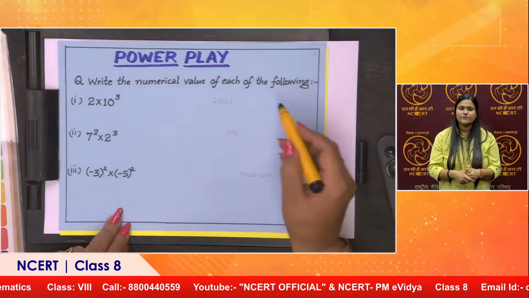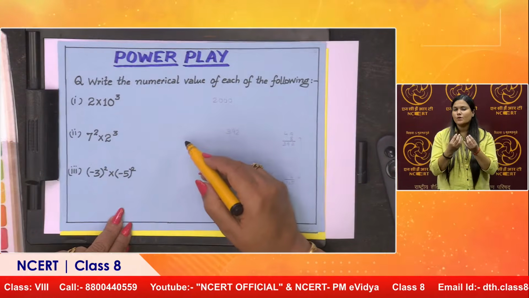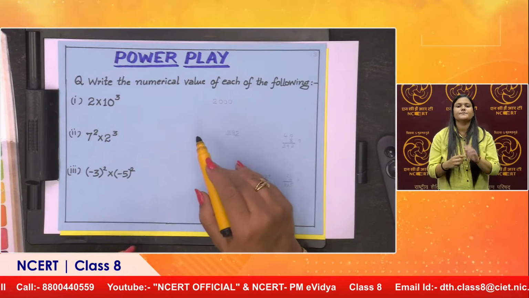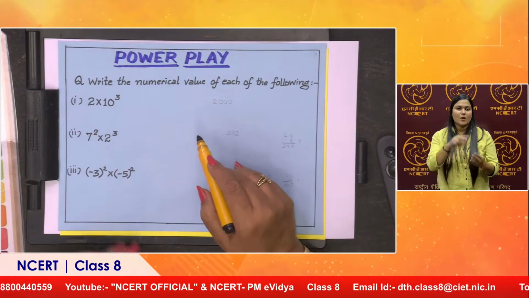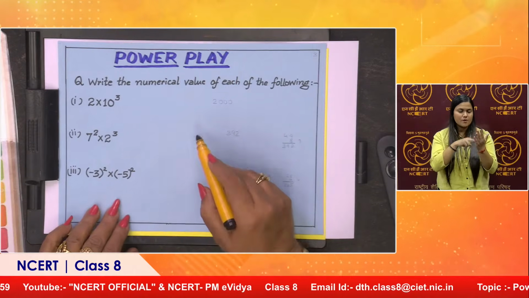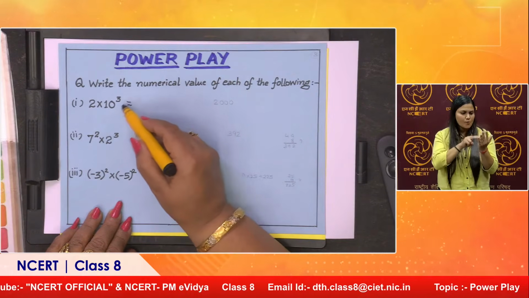Now we only have to use the law of exponents that we have read. Write the numerical value of each of the following. In this we must not leave the answer in exponential form. Read the question very carefully before you solve. So here it says 2 into 10 to the power 3.